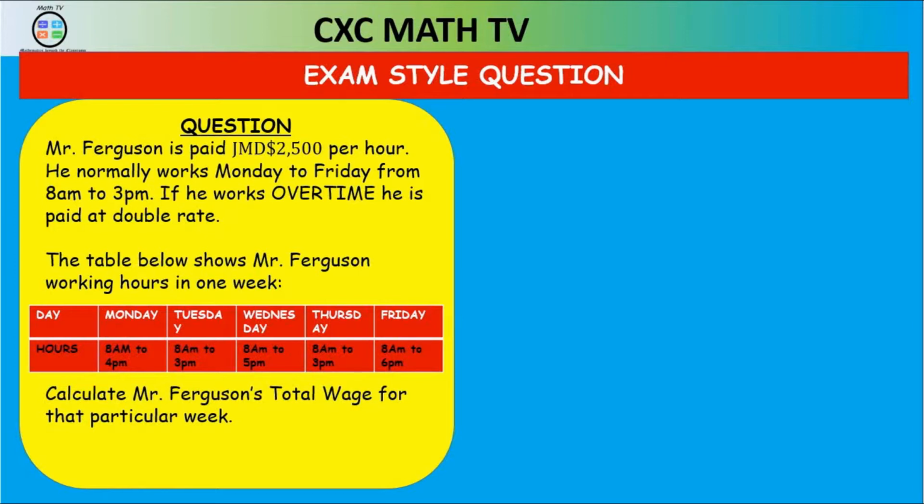So Monday he works 8 a.m. to 4 p.m. Tuesday he works 8 to 3. Wednesday he works 8 to 5. Thursday he works 8 to 3 and Friday he works 8 to 6. Calculate Mr. Ferguson's total wage for that particular week.